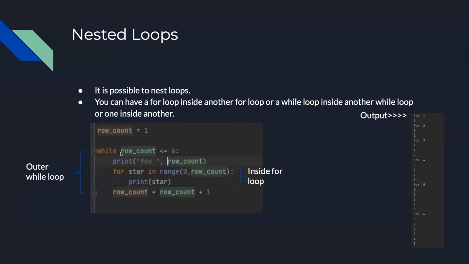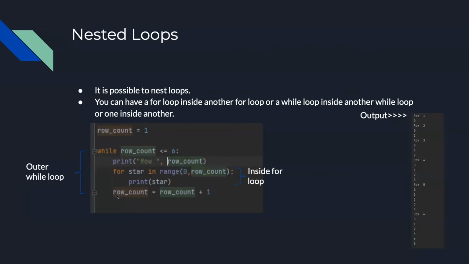So we come up to our while loop. While row count is less than or equal to 6. So row count currently contains the value 2. So 2 is less than or equal to 6. So we enter into this while loop here. We print row 2, and then for star in range 0 to 2. So remember, this is exclusive, but we go up to it, so this would return 0 and 1. So then we print 0 on our first iteration of the for loop, and then on our second iteration of the for loop, we print 1.